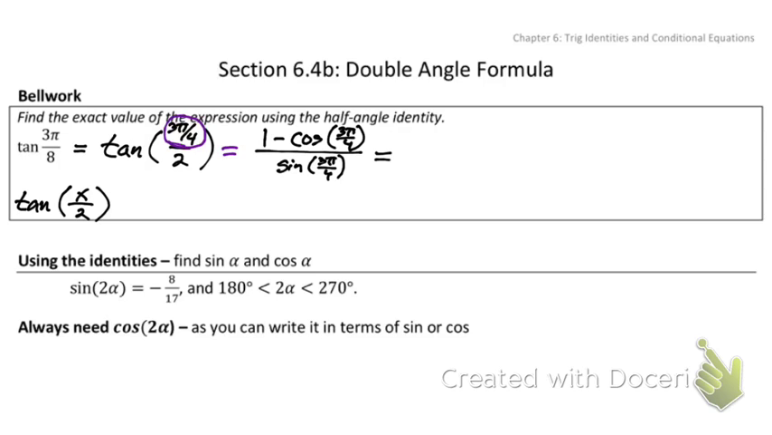All students, sine is positive, cosine is negative. So this will be a negative value. This will be a positive value. And so we're going to have 1 minus a negative square root of 2 over 2, all over sine of 3 pi over 4, which is square root of 2 over 2.